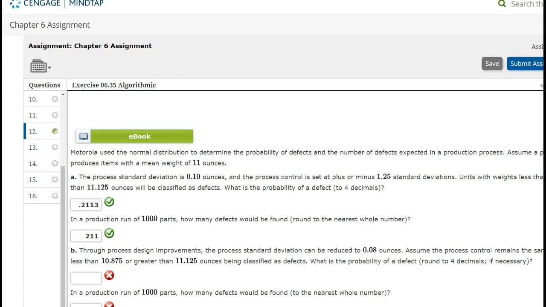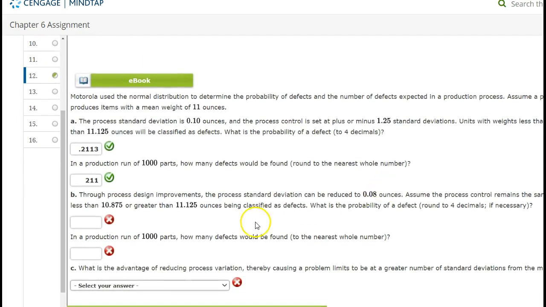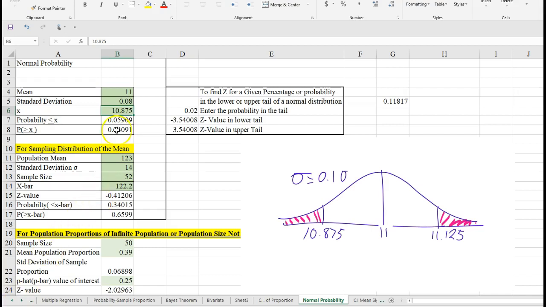limits of our defined defects will be the same. So now they want to know what's the probability of the defect to 4 decimal places, given this smaller standard deviation. So this is intended to demonstrate the importance of the standard deviation in a normal probability problem. So we've changed the standard deviation to 0.08. In our tool, it gives us a probability in this lower tail, the tail to the left, of 0.05909.